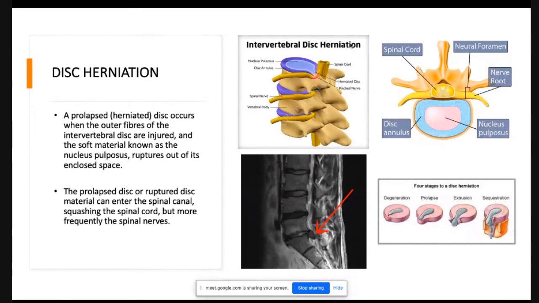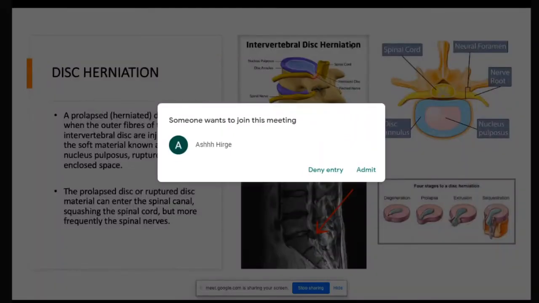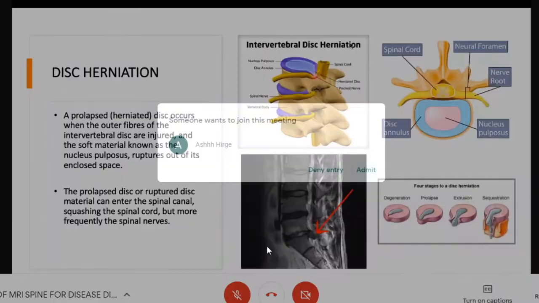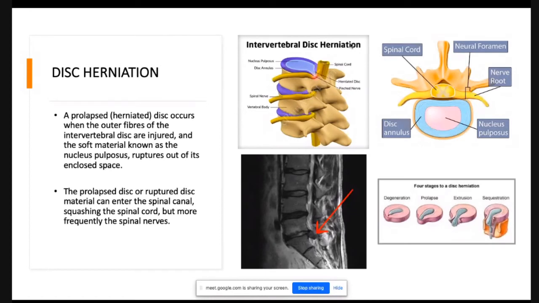That is, it has a normal compartment where it has to stay. That intervertebral disc has to stay in that particular compartment. It should not come and disturb the others. But once its diameter changes, then it starts to hurt or irritate the neighboring structures.